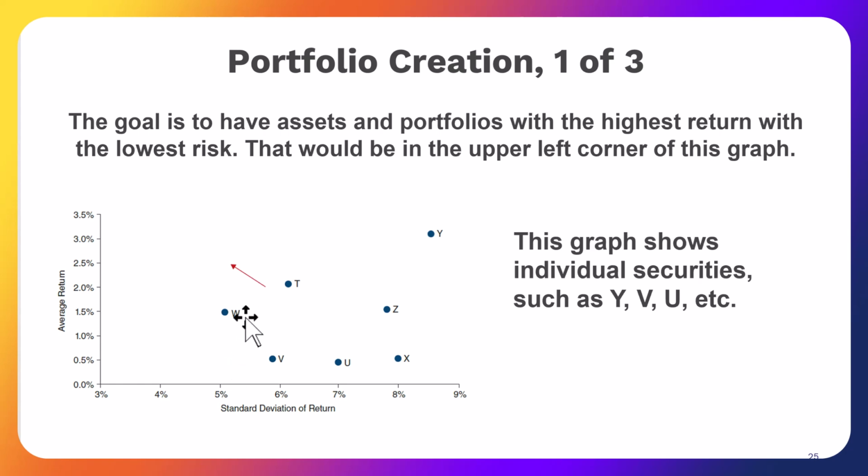But let's look at assets W and Z. If you notice, they have almost the exact same return, but W has much less risk than Z. So W is a better investment than Z. What about T and V? Again, if you look, T has a much higher return, but it's just slightly more risky than V. So again, although it's not a strict domination, it's really a much better investment than V in the long run.